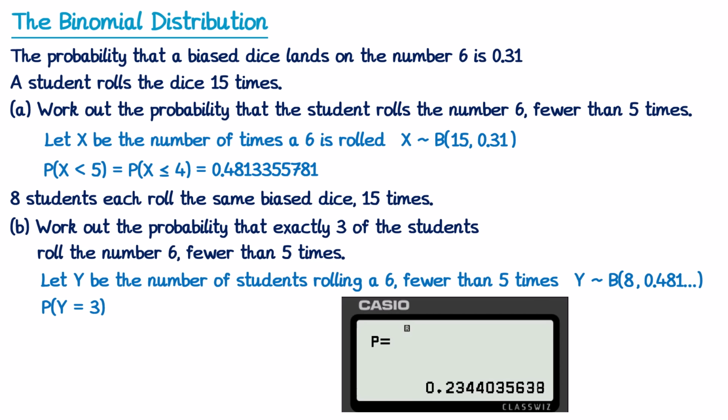It's really important that you don't round off that answer and use the answer button on your calculator. Otherwise, if you put in, say, 0.48 or 0.481, you would get a different answer to the final answer to the question. So the answer to this question is 0.2344.